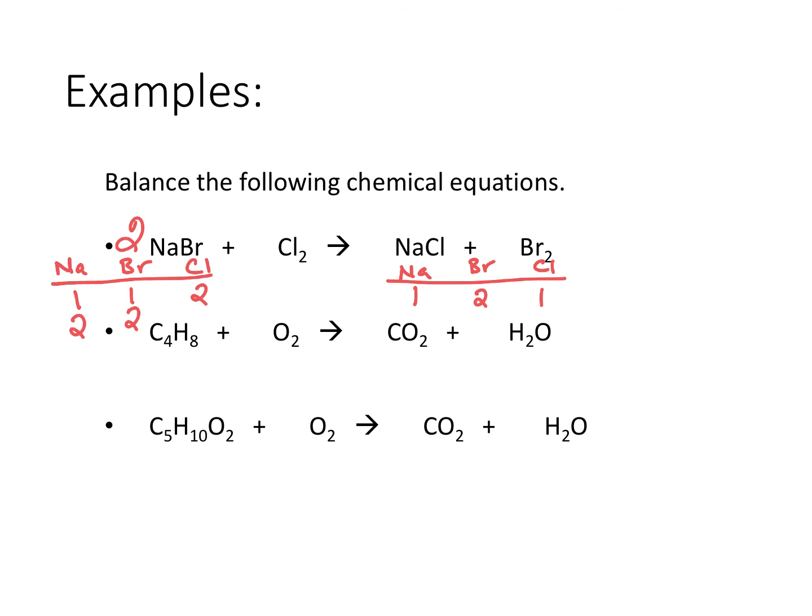Now, if I go to the product side, if I want to get sodium up to 2 and chlorine up to 2, I can put a 2 in front of the NaCl. Now I have 2 of everything on both sides and it is balanced.